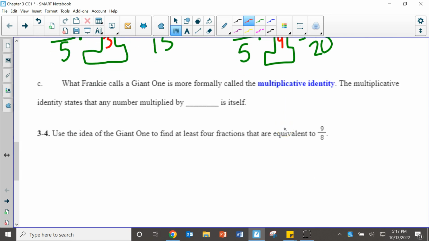All righty, let's go ahead and flip to the back. It says, what Frankie calls a giant 1 is more formally called the multiplicative identity. The multiplicative identity states that any number multiplied by 1 is itself. So all that's saying is when you multiply a number by 1, you're going to get the number you multiplied it by. Okay?